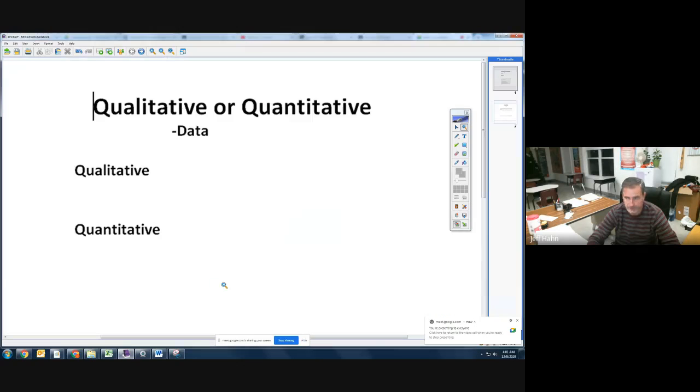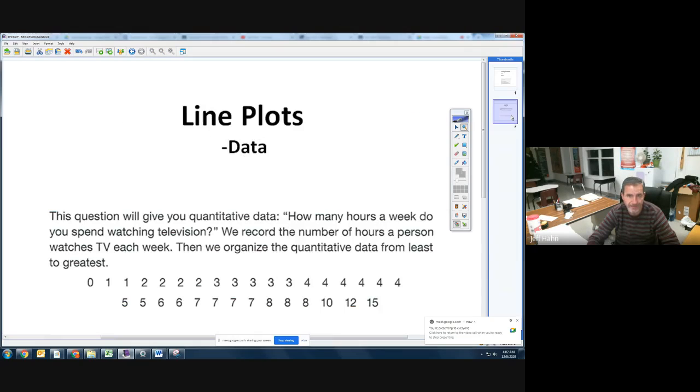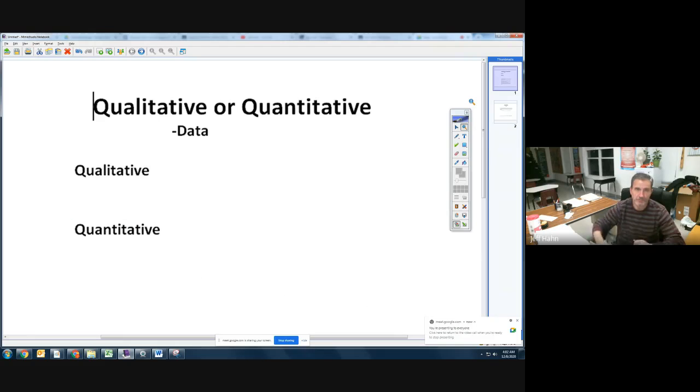There should be two pieces of note paper. Make sure you have one that says qualitative or quantitative on top, and the other one that says line plots. Make sure you have both of those because we will use both of them for today's little meditation in math. But we're going to start with the one that says qualitative or quantitative. So make sure you have that in front of you, and we will talk about those things. And this goes along with investigation number 4 in your books.